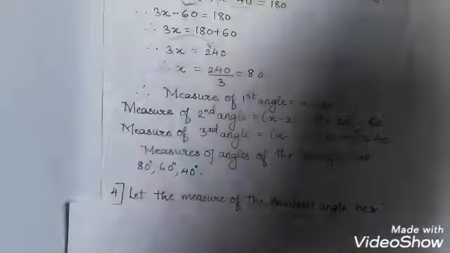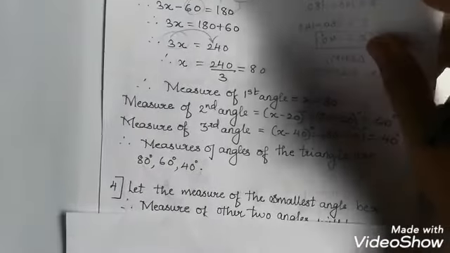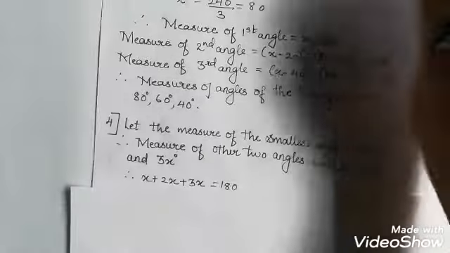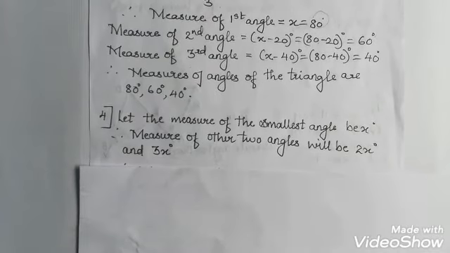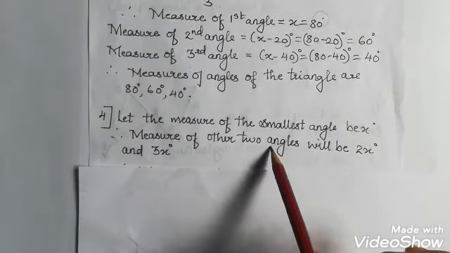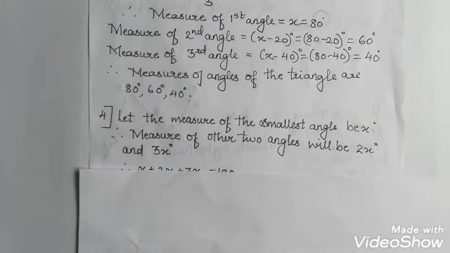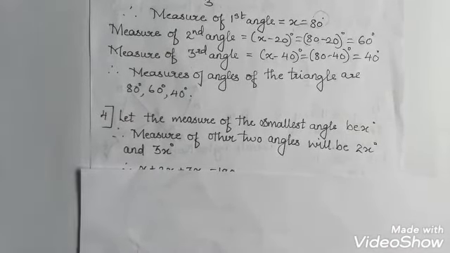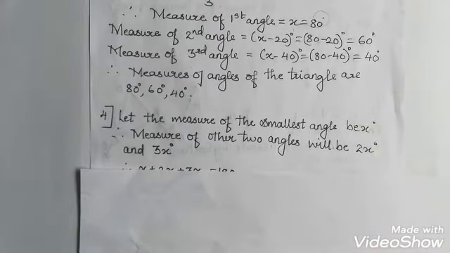So now we'll assume, let the measure of the smallest angle be x. So if the smallest angle is x, then the measure of the remaining 2 angles will be 2x and 3x, right? We have seen how we got 2x and 3x from the statement given to us in the question. Now we have to find the measure of all the 3 angles. They have given us the 3 angles in the form of x, so we have to find the value of x.